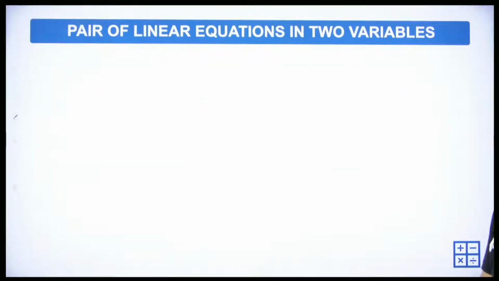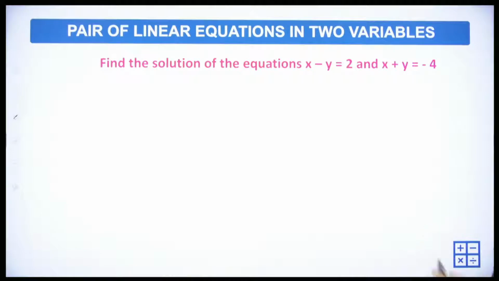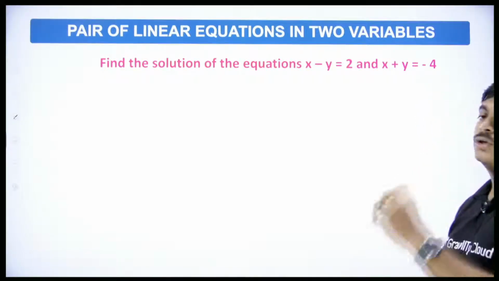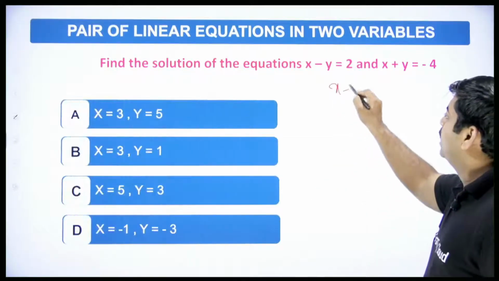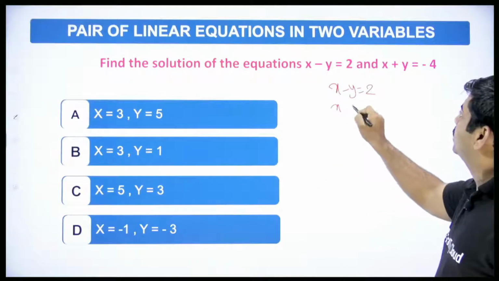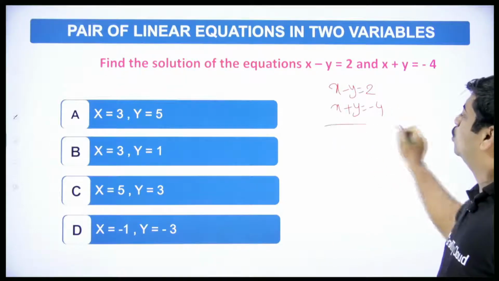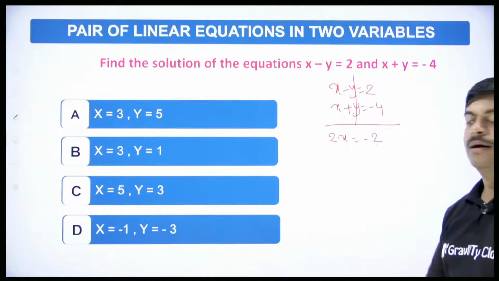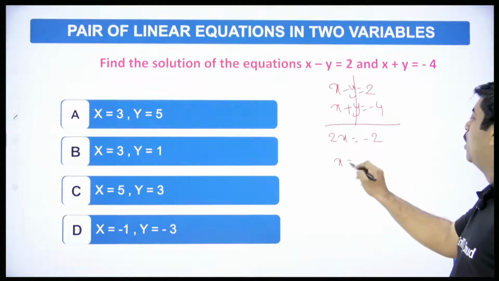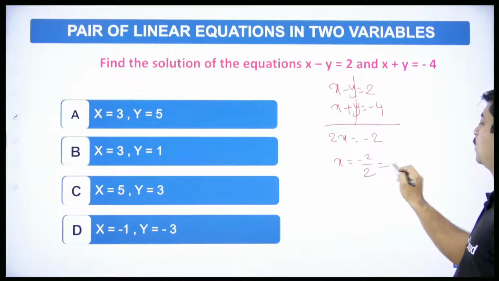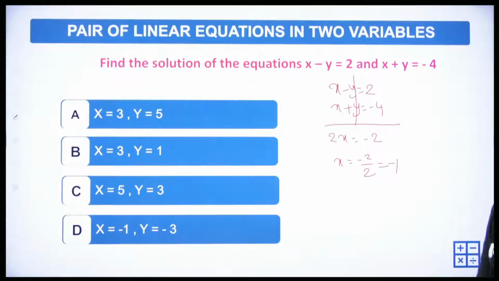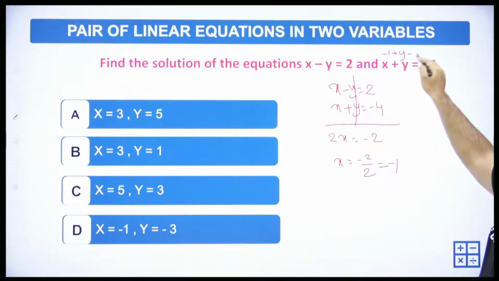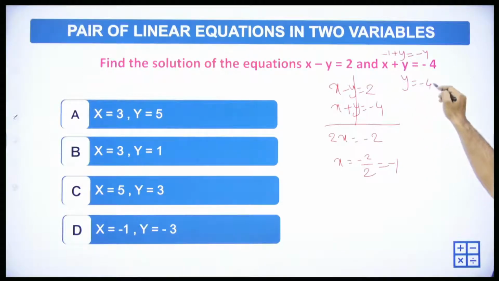Okay, so moving ahead, find the solution of the equations x - y = 2 and x + y = -4. Solution means we need to solve this. So add these two, we can eliminate y: 2x is equal to 2 - 4, which is -2. So x is equal to -2 by 2, which is -1. Okay, substitute x = -1 here. Let's say -1 + y = -4. So y is equal to -4 + 1.